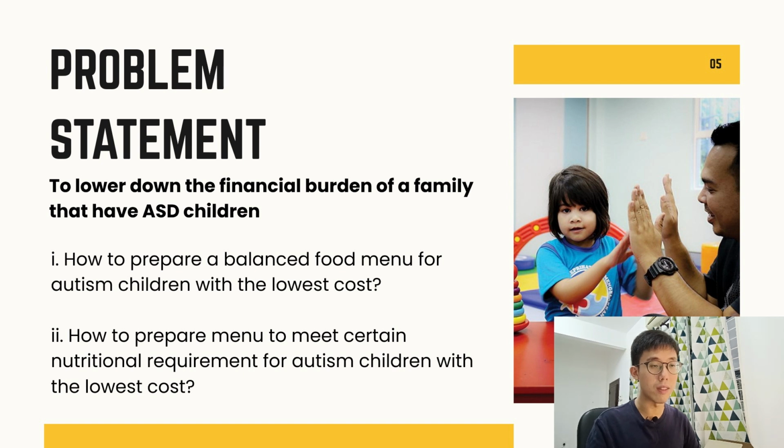So in order to lower the financial burden of a family, especially if they have ASD children, here is my problem statement for my research. First, how to prepare a balanced food menu for autism children with the lowest cost. Second, how to prepare a menu to meet certain nutritional requirements for autism children and to get it with the lowest cost. Despite the increasing number of ASD children in Malaysia, there's still no research conducting an optimization approach in solving the diet problem for autism children.